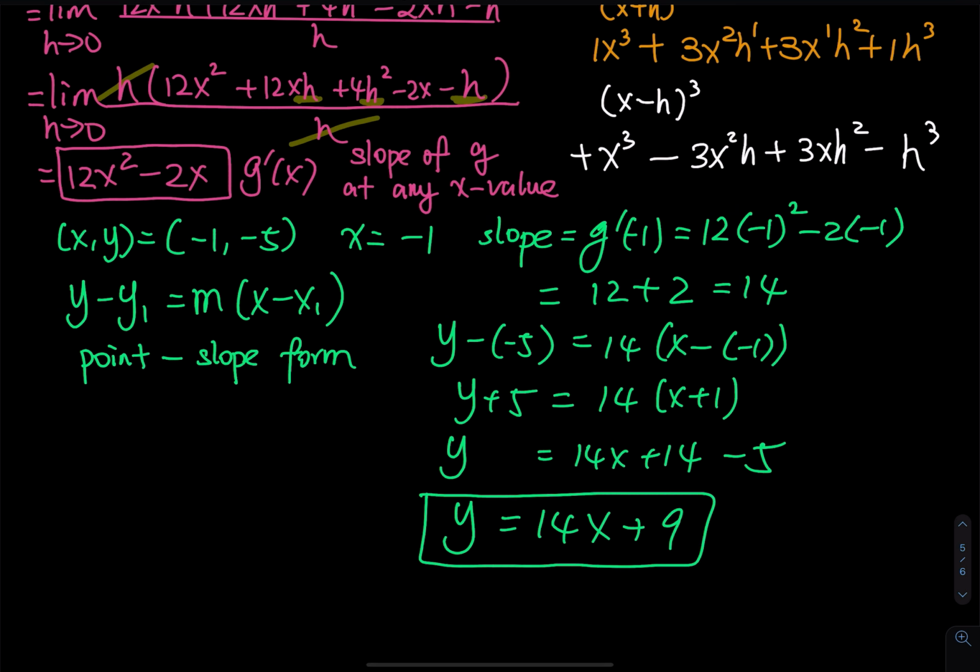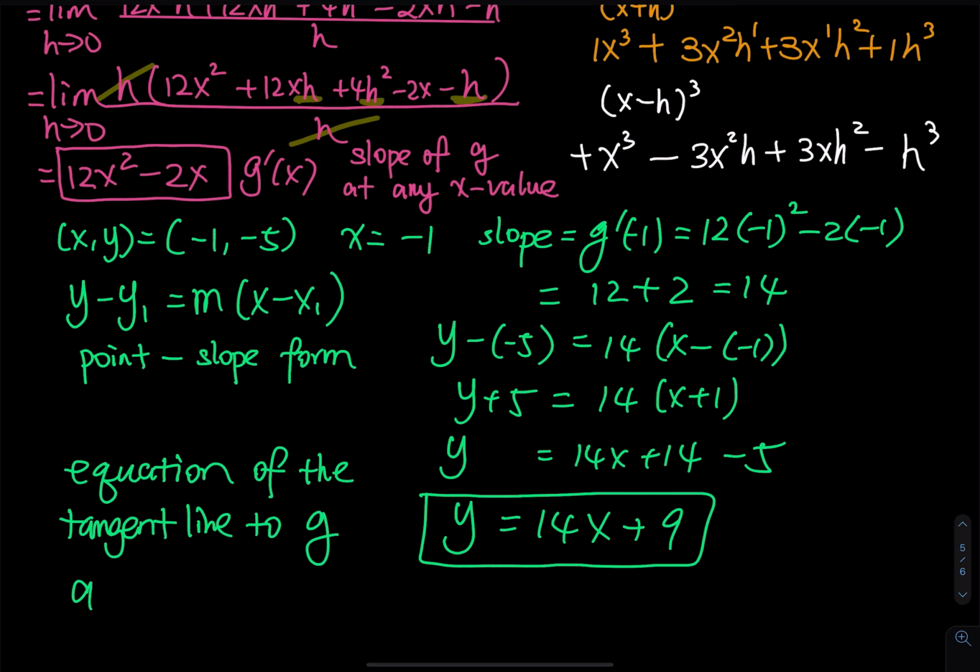What is this called? This is called the equation of the tangent line to function g at a specific point, which is -1, -5. So what if you want to pick another point where x equals 10? Then that gives you a different tangent line. Alright, so that is the end of this video.